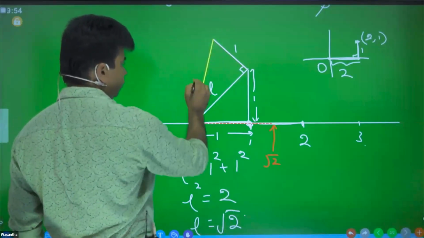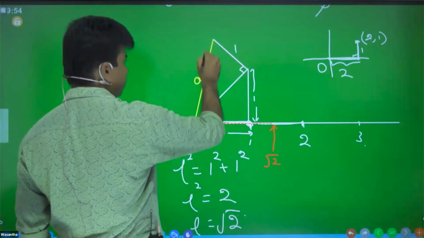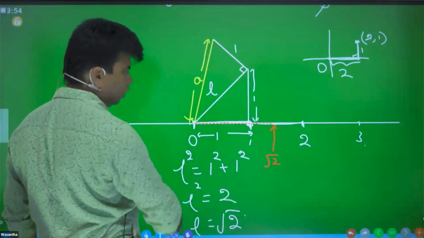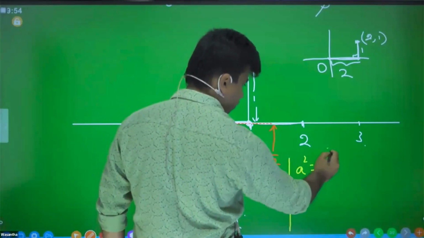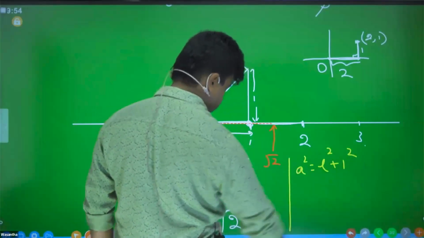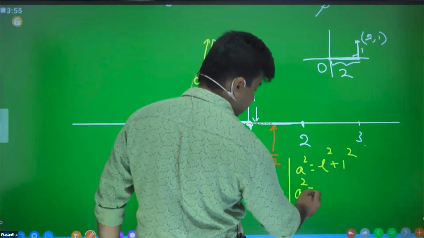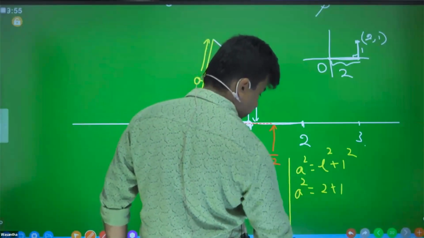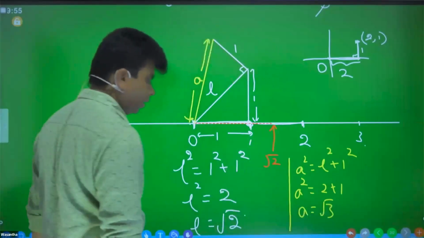Suppose that this length is simply A. How can you find this A? You know that A squared equals L squared plus 1 squared. We know that L squared is 2, so therefore A squared equals 2 plus 1, which is 3. A is the square root of 3.